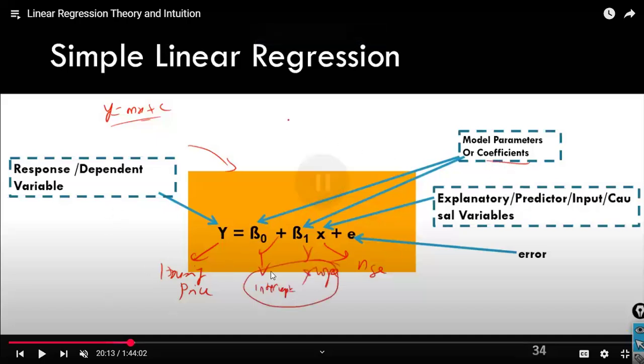So this beta naught is called the intercept. The beta 1 is called your slope. This is very much important. You need to remember this, it is very, very important.